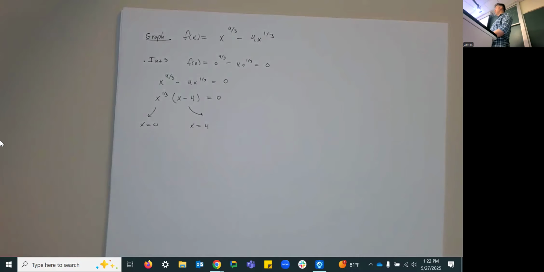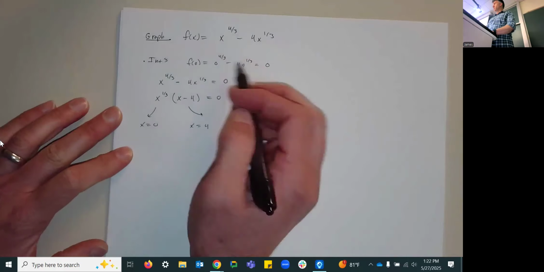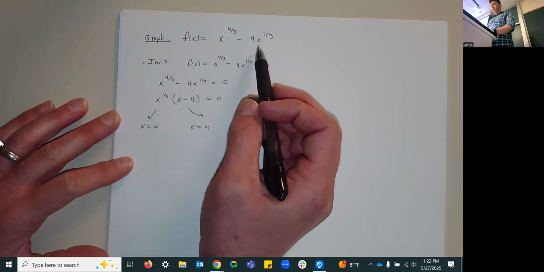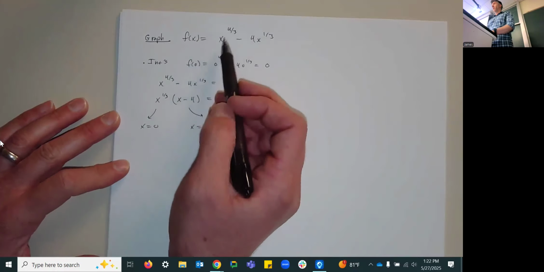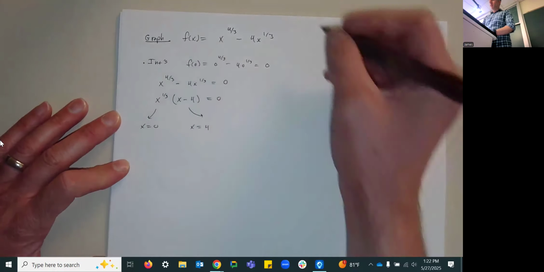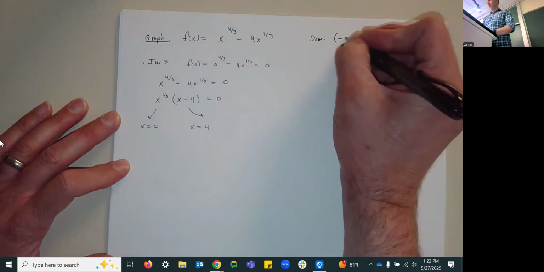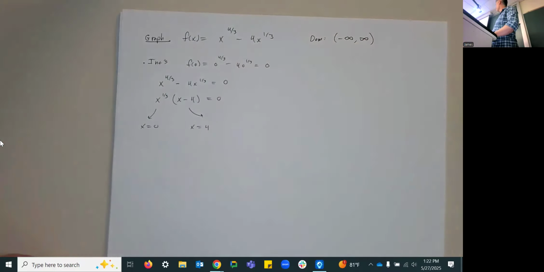Also, I would mention that this function has a domain of everything, right? So even though it's kind of weird with these fractional powers here, you can always take a cube root of any positive or negative number. Same deal here, a cube root and then a fourth power of any positive or negative number. So sometimes it is worth mentioning what the domain is or is not. Our domain here is everything.